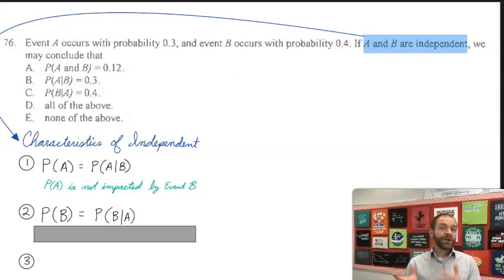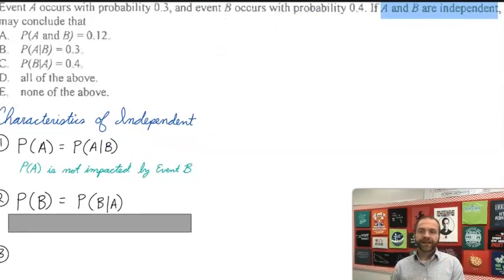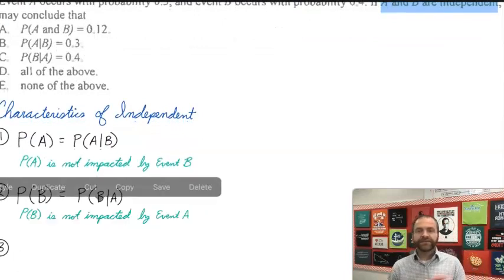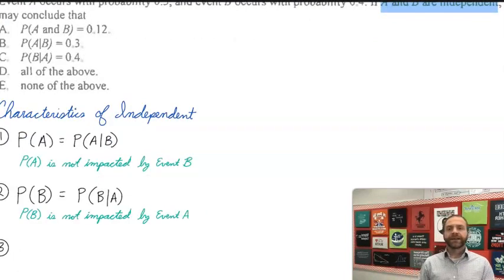So if number one is true, then we go through the other perspective. This means the same thing, but flipped: event A is not going to impact the probability of event B. The probability of B is not impacted by the fact that A occurred first, and that's the same exact idea. So to check whether A and B are independent, I can calculate the probability of B, then the probability of B given that A occurred first. If they're equal, they're independent. If they're not equal, they're not independent.